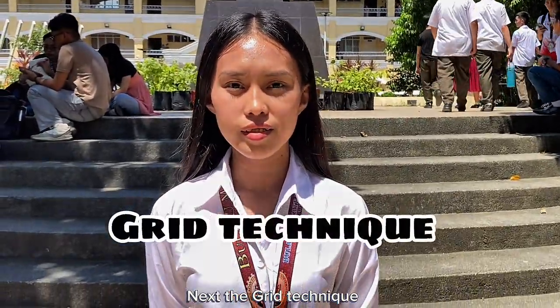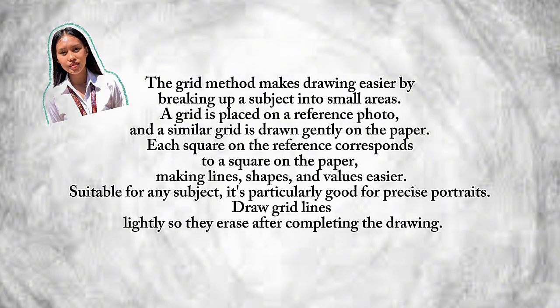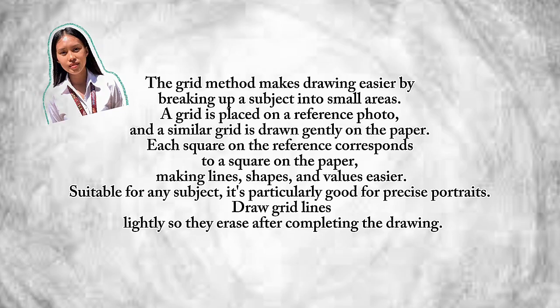Next, the grid technique. The grid method makes drawing easier by breaking up the subject into small areas. A grid is placed on a reference photo and a similar grid is drawn gently on the paper. Each square on the reference corresponds to a square on the paper, making lines, shapes, and values easier, suitable for any subject. It's particularly good for precise portraits. Draw grid lines slightly so they erase after completing the drawing.